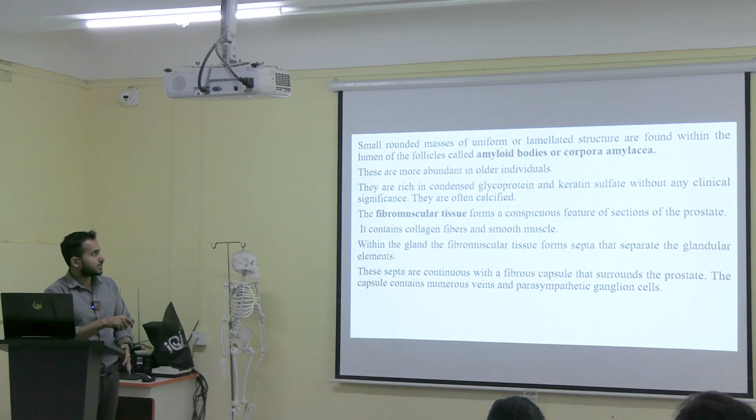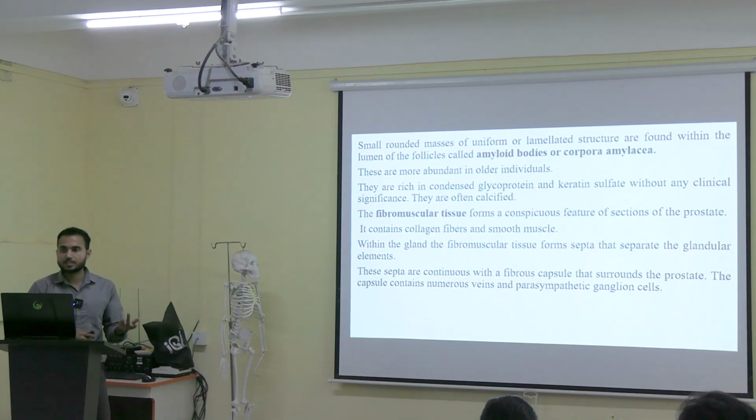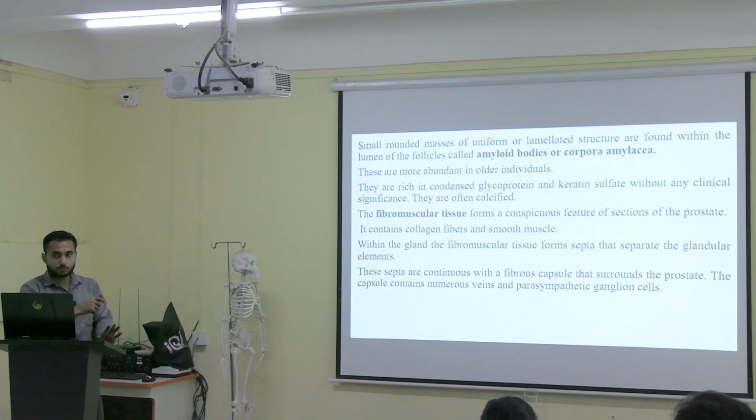Next, fibromuscular tissue can also be seen in the section, which contains collagen fibers and smooth muscles. These are the contents present in the fibromuscular tissue. Within the fibromuscular tissue, septa are also there that separate the glandular elements. Now these septa are continuous with the fibrous tissue capsule that surrounds the prostate. So here also we are getting the capsule. After the capsule, the supporting part I am talking about, fibromuscular tissue, is mainly made up of collagen fibers and smooth muscle. Next we are getting the septa, which will divide the gland into small glandular elements.